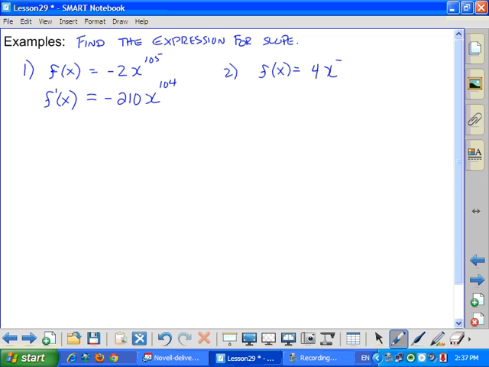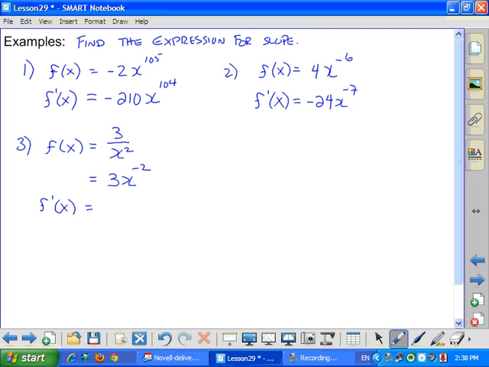What about 4x to the negative 6? The exponent multiplies the coefficient, so 4 times negative 6 is negative 24x. Take 1 away from the exponent, and just be careful, it's going to get more negative. So you would subtract by 1. Number 3, what happens if we have f of x equal to 3 over x squared? First thing you want to do is get rid of the fractional part. So I'm going to rewrite it using my exponent laws. That's 3x to the exponent negative 2. My derivative then would be negative 2 times 3. It's negative 6, x to the exponent negative 3.